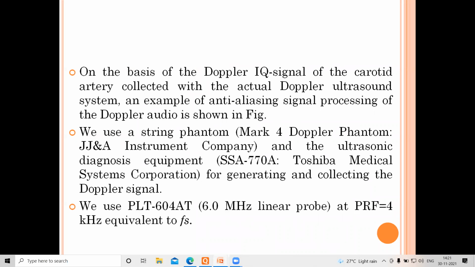Therefore, what's being done is basically we are analyzing I and Q signals of the carotid artery. We are using a string pattern, that's basically the Mark IV Doppler pattern, made by Johnson and Johnson company. The machine that's being used for generating and collecting this information is from Toshiba.